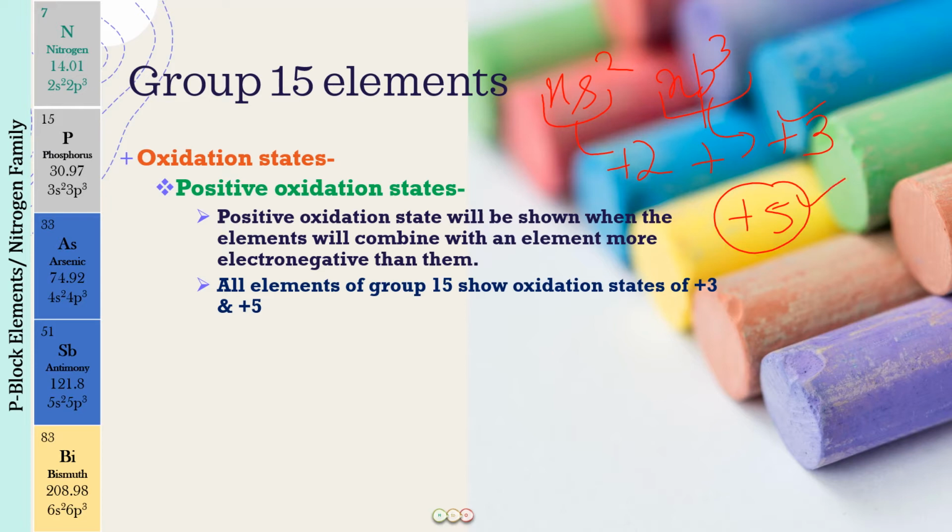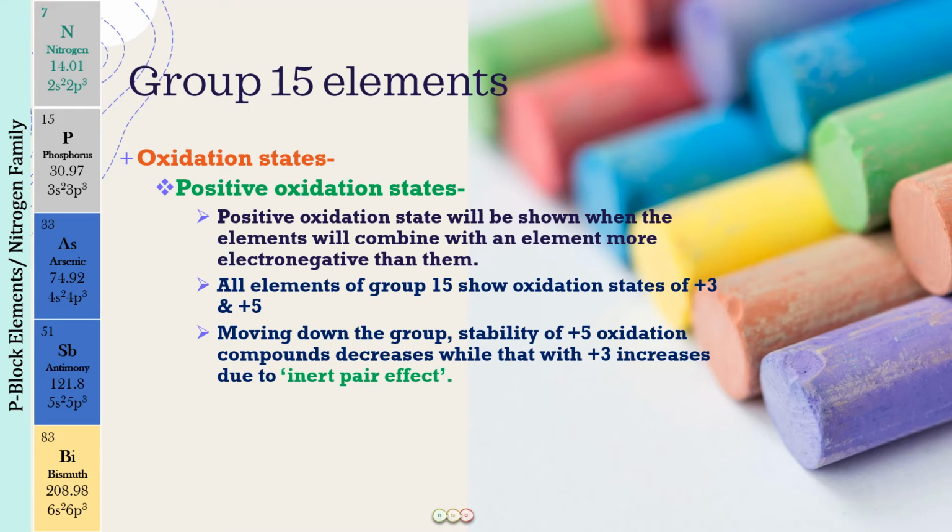Now very importantly, what you have to remember is that as we go down the group, the stability of the +5 oxidation state compounds is going to decrease, whereas the stability of the +3 oxidation state in the compounds is going to increase. Why is it so? That is because of the inert pair effect. Now, what is inert pair effect? You should have a clear understanding of this. I do not know whether you understood it when you were in class 11 or not. So I'm going to explain it now in detail.